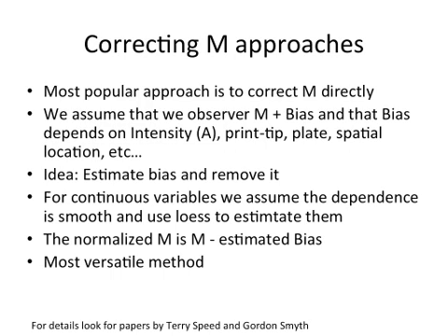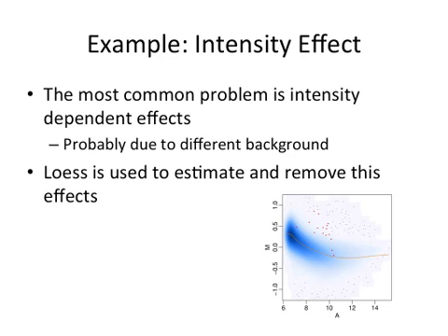It's easier to just show it with a picture than to talk about it. So here's a picture we saw at the beginning. Here's the M. We assume that M should be a cloud around 0. So in our heads, we see this curve, and that's the bias that we want to get rid of. That line is a bias that depends on A. As intensity changes, the bias changes. So we assume that is a bias, and we're going to try to estimate it and get rid of it.